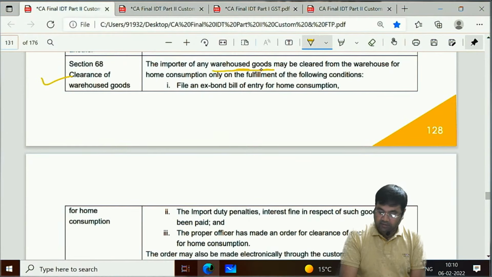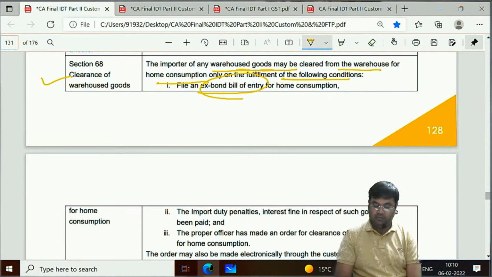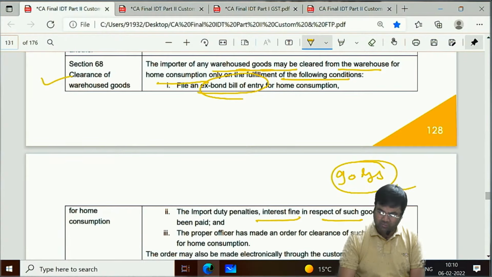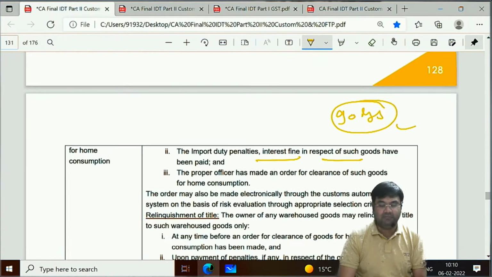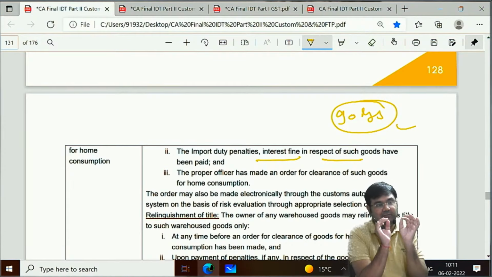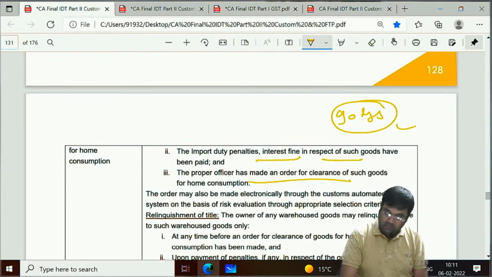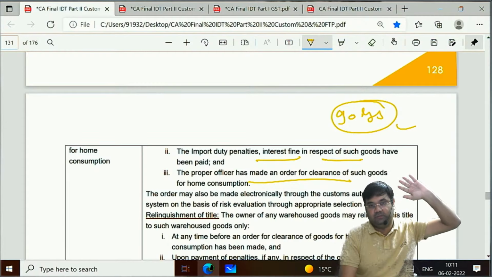The importer of any warehouse goods may clear them from the warehouse for home consumption only on the fulfillment of the following conditions. Very simple. First, he needs to file the ex-bond bill of entry. Then he needs to pay import duties, penalty, interest. If it is beyond 90 days, then remember interest needs to be paid. Once the officer sees that we received the duty, interest, penalty, whatever he is supposed to pay, we got all the sums, then he is going to pass the order: take your goods for home consumption.